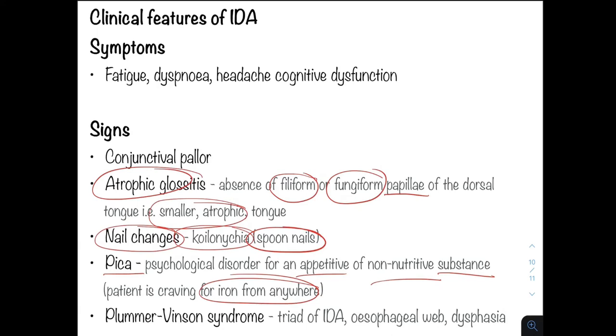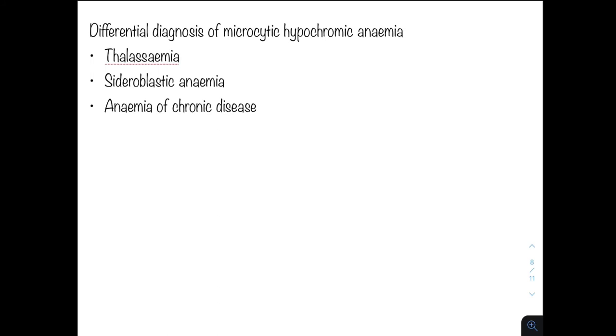Patients can also develop Plummer-Vinson syndrome, which is an esophageal pathology with a triad of iron deficiency anemia, esophageal web, and dysphagia. Patients with Plummer-Vinson syndrome have an increased risk of esophageal squamous cell carcinoma and may also present with glossitis. A differential diagnosis of microcytic hypochromic anemia includes any cause of microcytosis, and we've listed and explained these before.